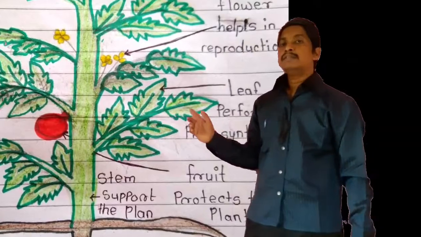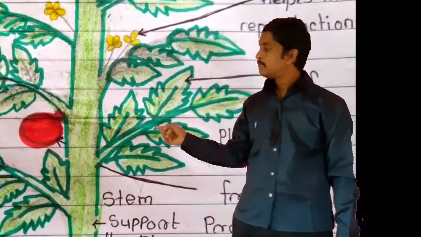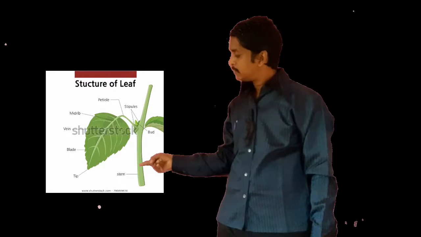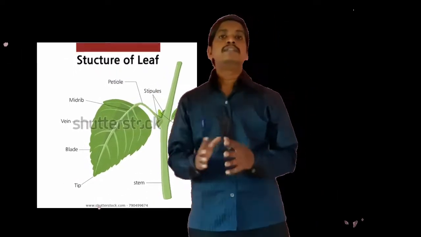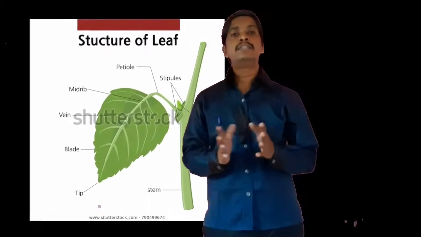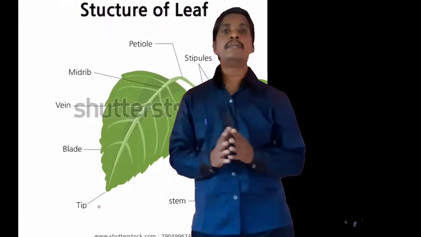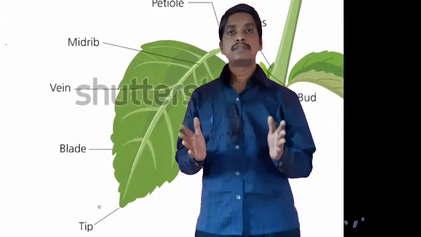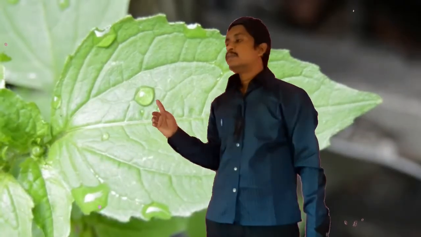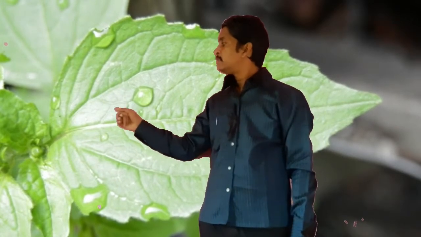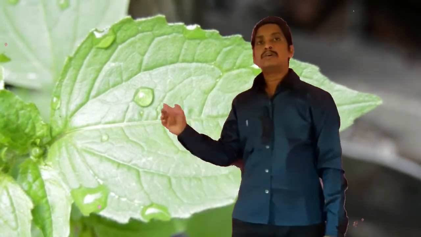Then, the next part is the midvein. Midvein is present at the middle of the leaf. It divides the leaf blade into two parts. Midvein gives support to the leaves. Veins emerge from this midvein, and the veinlets emerge from these veins. This is the structure of the leaf.